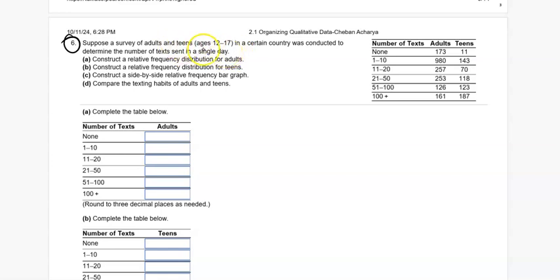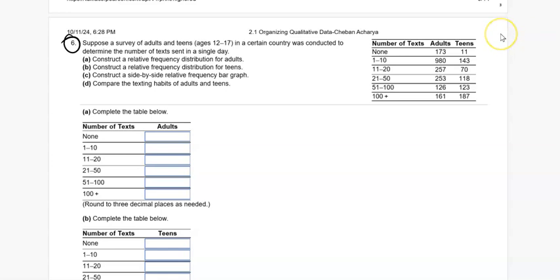An adult or teen sends on a single day is given in this table here, and you see the number of texts range here. None of the texts, between 1 to 10 texts, between 11 to 20 texts. So these are the number of text message ranges. Okay, so 100 plus texts is going to be the last row here. So 173 is the adults who sent none of the texts in a single day, and 11 is the teens who sent none of the texts on the single day. So that's how this chart looks.